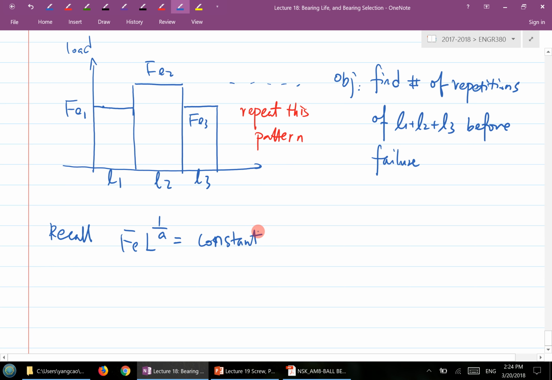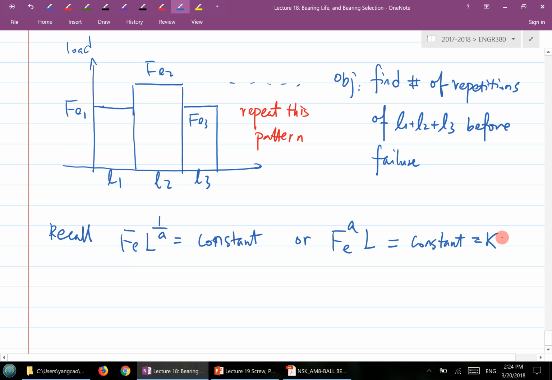This is the load life equation. The load and life are subject to this expression right here. If we rewrite this equation, taking a power of a on both sides, we get Fe to the power of a times L equal to a constant. So constant to the power of a is still constant, right? I'm going to call this constant capital K here.